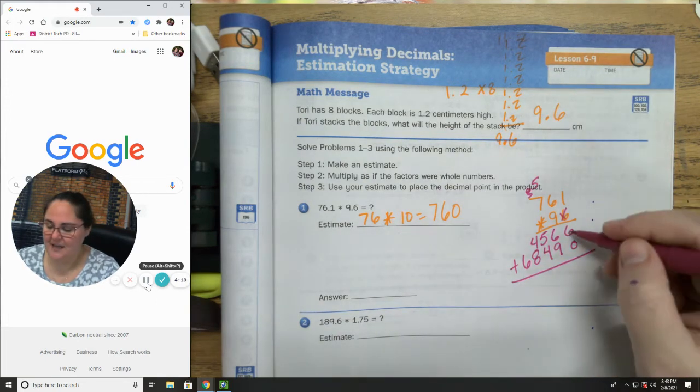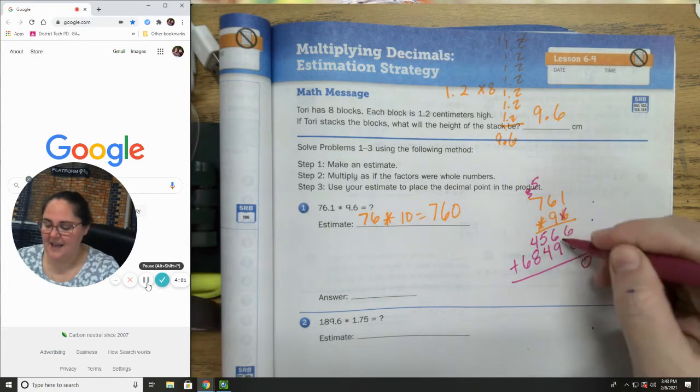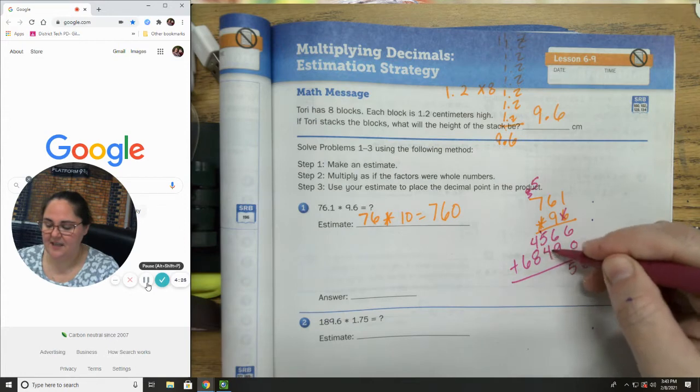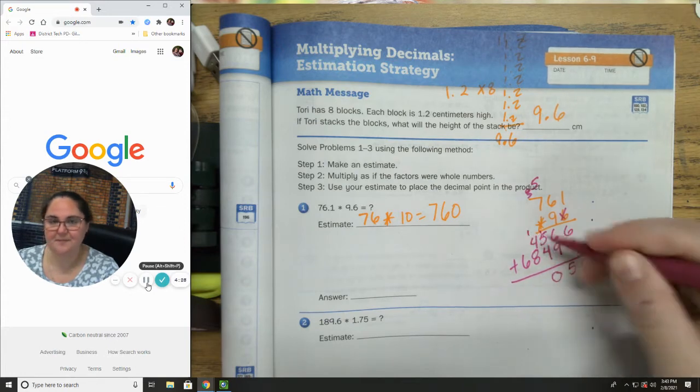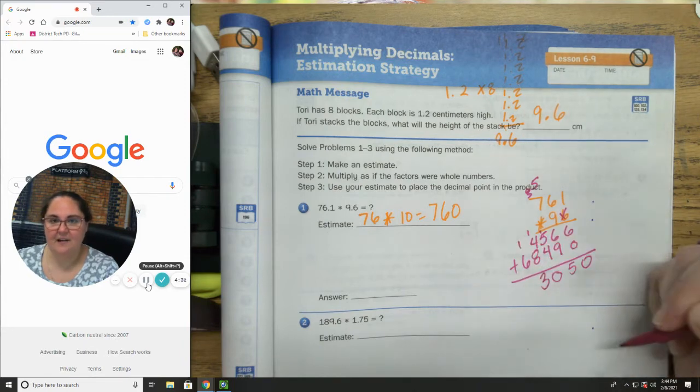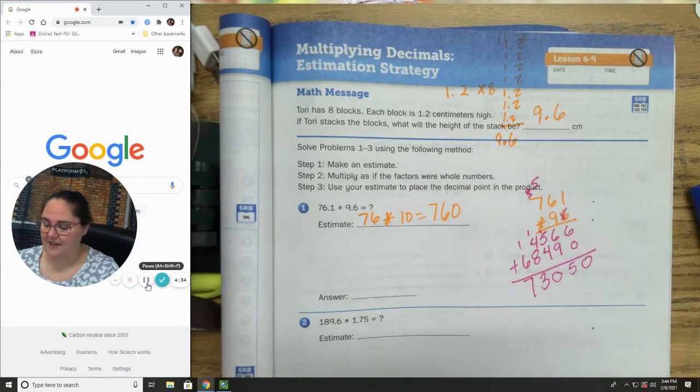Now let's do our math. 6 plus 0, 9 plus 6 is 15. Carry my 1. 5, 6, 7, 8, 9, 10. Carry my 1. 8, 9, 10, 11, 12, 13. Carry my 1. And 7.